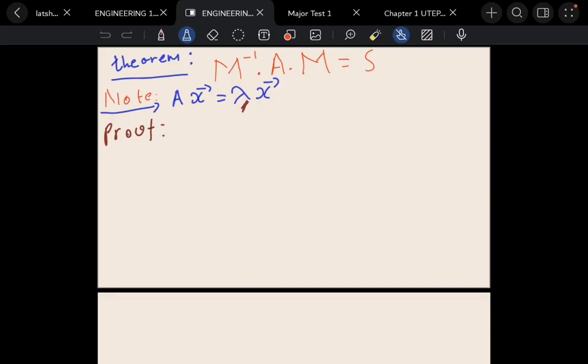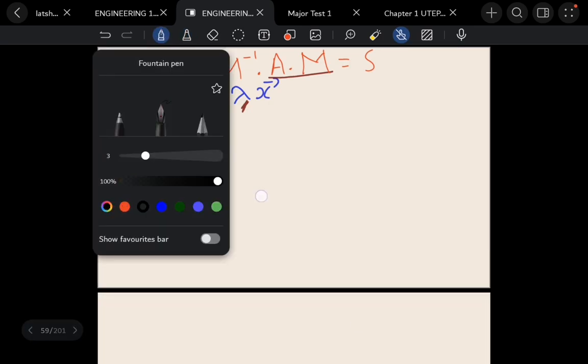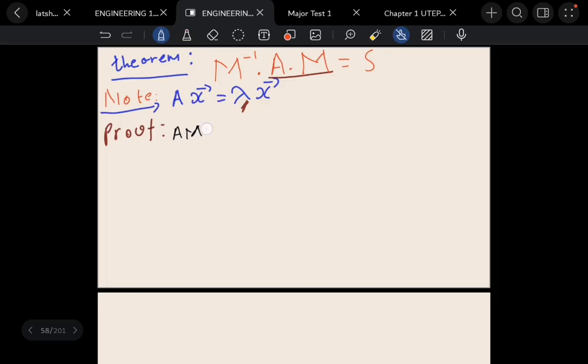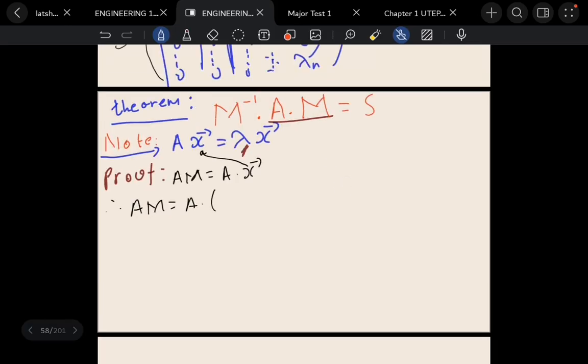First, we'll just look at this part first. Looking at that part, I'm going to have A times M. A times M, what does it mean? It means that A is a particular matrix, times X, really, because M is a matrix of vectors. We're just going to assume this is true. Therefore, we will say that AM is equal to A times, since M is a modal matrix, a matrix of eigenvectors, we'll just say it's X bar.